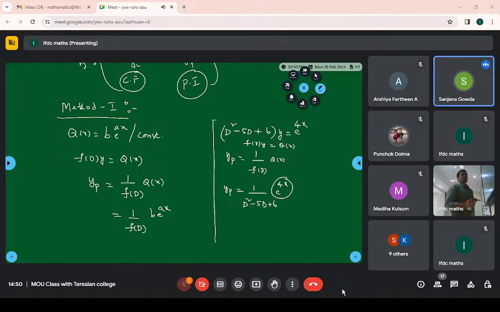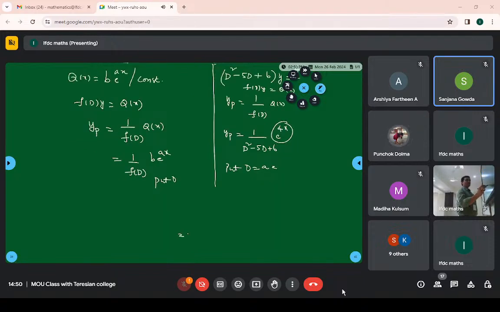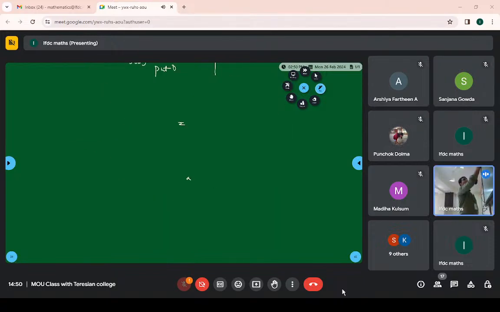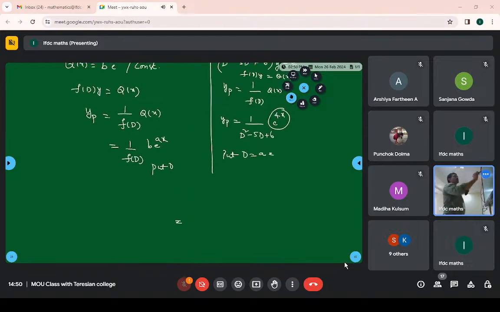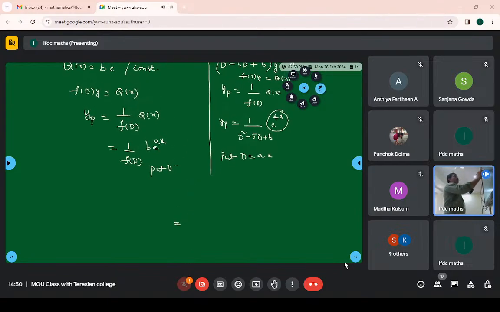Substitute the 4. Exactly. We need to substitute the D value. What is the D value? D is equal to a, here I will write the formula. Put D = 4, here D is equal to a. Exactly. So I would like to put D = a here, and I get 1 by f(a) into b e^(ax). If f(a) is not equal to 0, this is my answer. If f(a) is not 0 in the denominator, my answer is over.